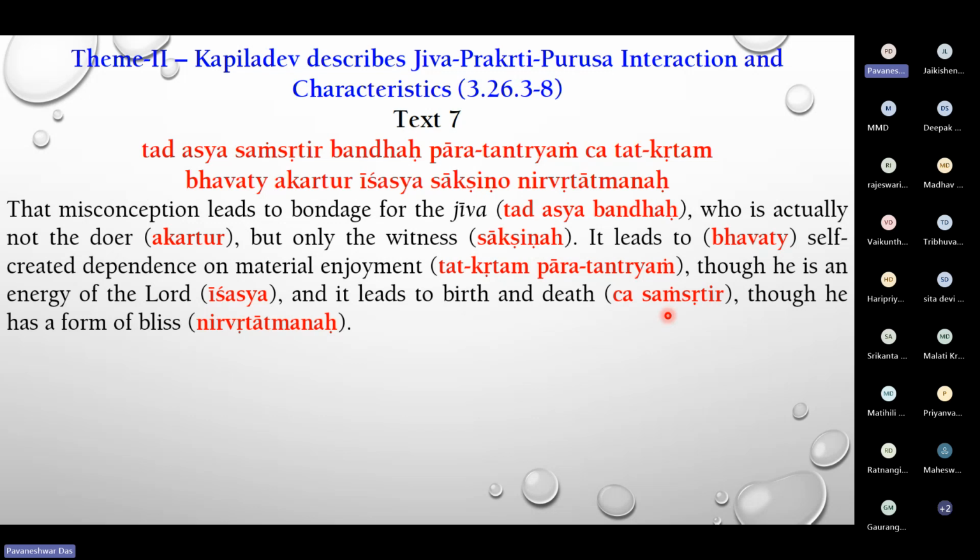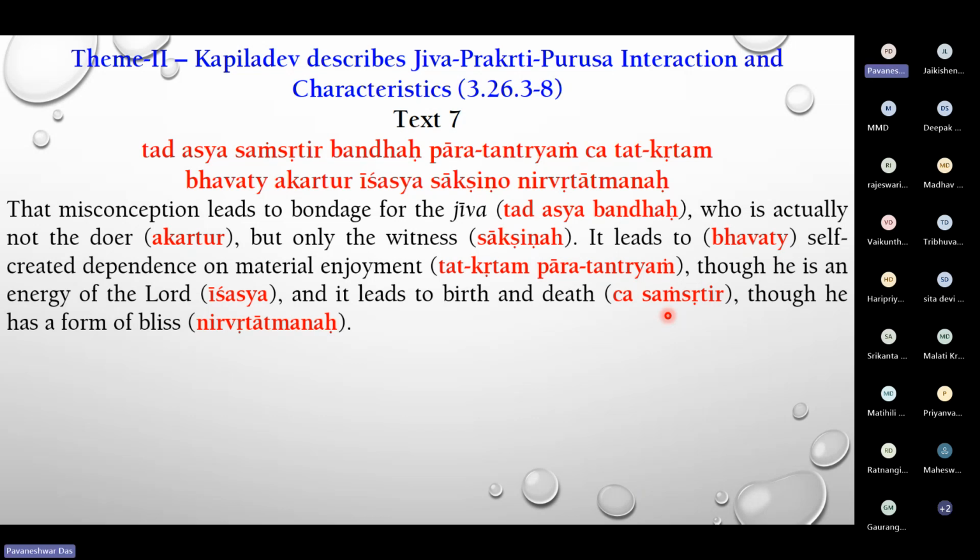It leads to self-related dependence on material enjoyment, though he is an energy of the Lord, and it leads to birth and death, though he has a form of bliss. That basically means, though Jiva is Akarta, Jiva is a witness. Because of the wrong identity with the body, the Jiva becomes Karta. And that Karta makes the Jiva bound in this material world.